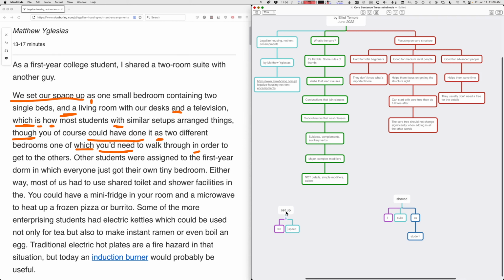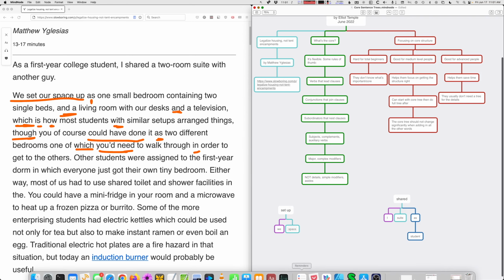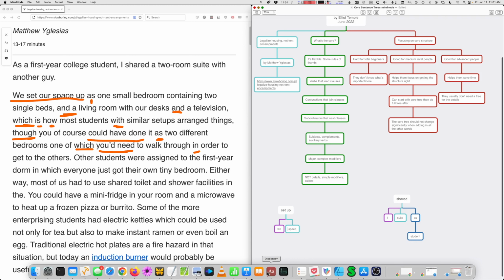But we could have set as the verb and then up as its child and then space as the child of that, if we wanted. I often take some sort of verb construction with multiple words and put it in a single node. It's simpler and easier, and for most purposes, it's fine. This one might even be in the dictionary.